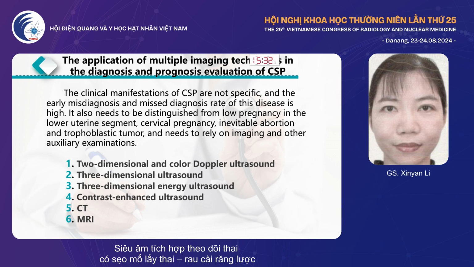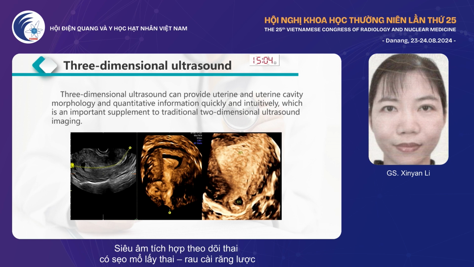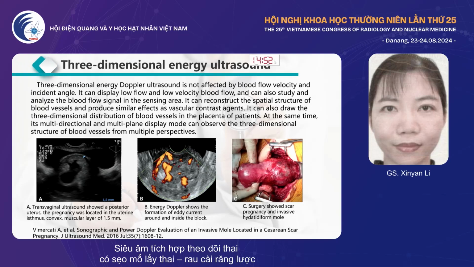Let me introduce the application of multiple imaging techniques in the diagnosis and prognosis evaluation of CSP. Two-dimensional and color Doppler ultrasound: the accuracy of experienced sonographers in the diagnosis of CSP is about 80 to 85%. Three-dimensional ultrasound is an important supplement to traditional two-dimensional ultrasound. Three-dimensional energy ultrasound is not affected by blood flow velocity and incident angle. It can display low velocity blood flow and can also study and analyze the blood flow signal in the sensing area.